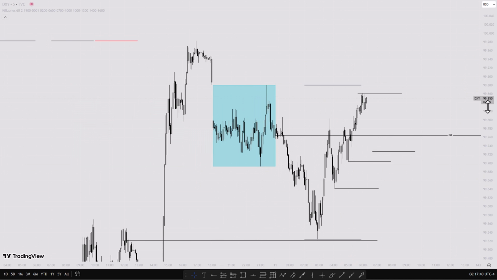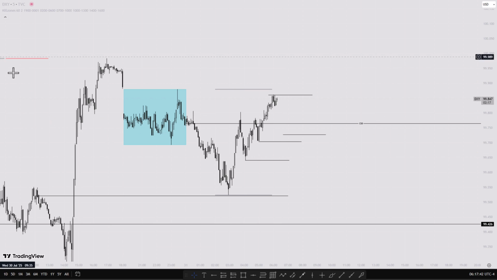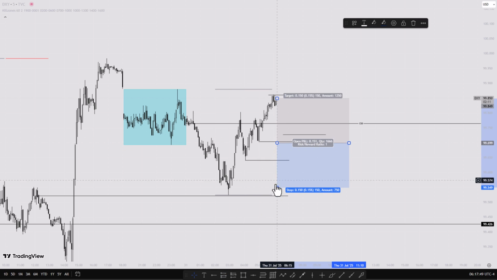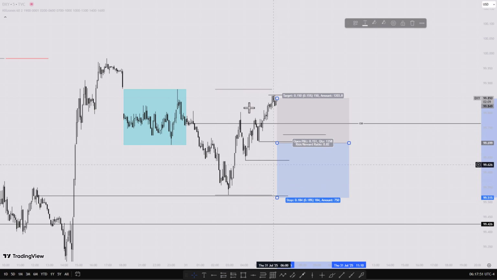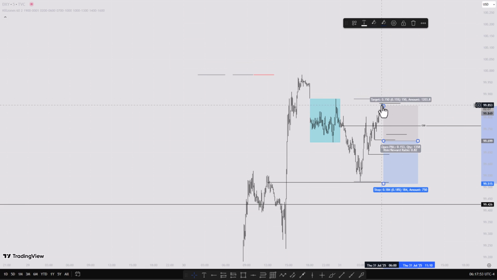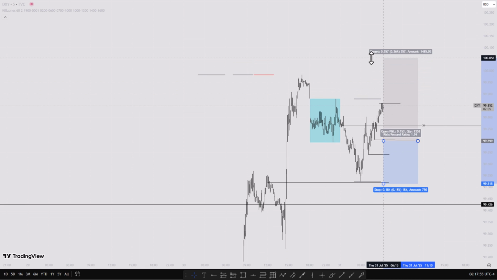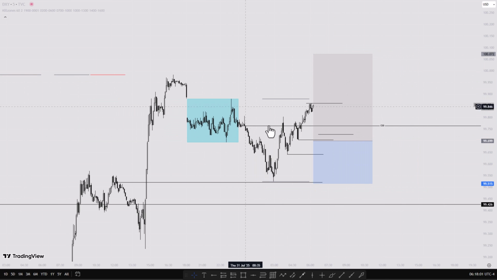So currently for dollar, I want to see price coming to this level for bullish entry. So I can be expecting price to come here. My stop loss will be below this level, and I'll be targeting 1:2 risk reward. And also we have news that will be coming in the New York session, and that will facilitate the bullish move.